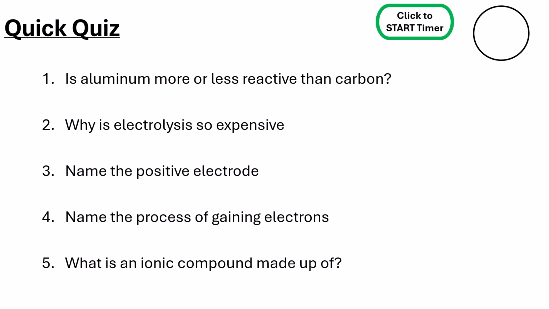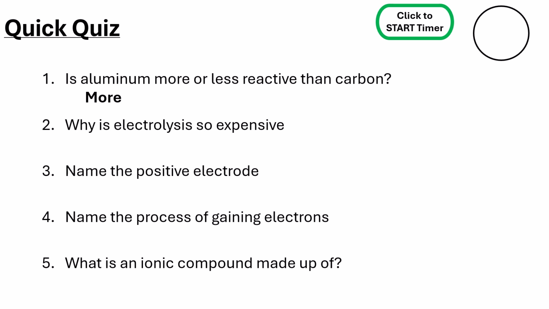As always, quick quiz, 5 questions. Pause the video now, and when you're ready, restart and we'll have a look at your answers. So question number 1 is aluminium more reactive or less reactive than copper? Well, aluminium is not one of the metals that we said about making jewelry, so it's going to be more reactive. Why is electrolysis so expensive?